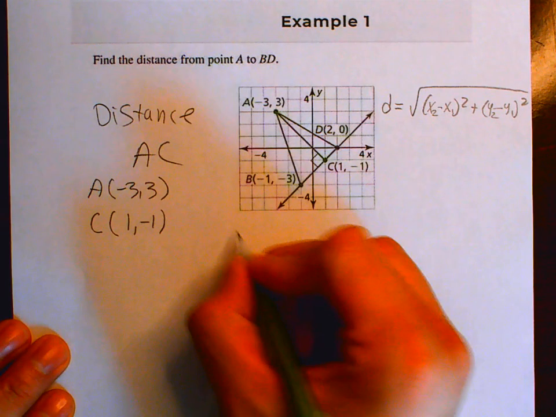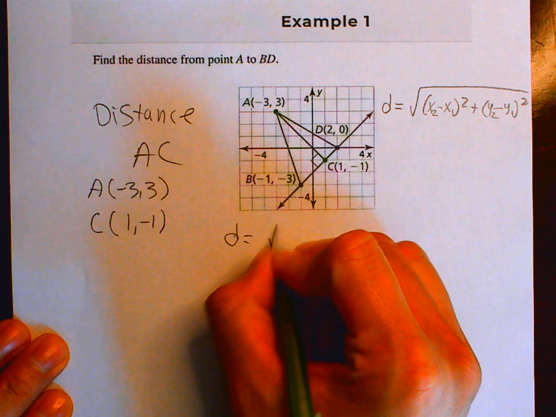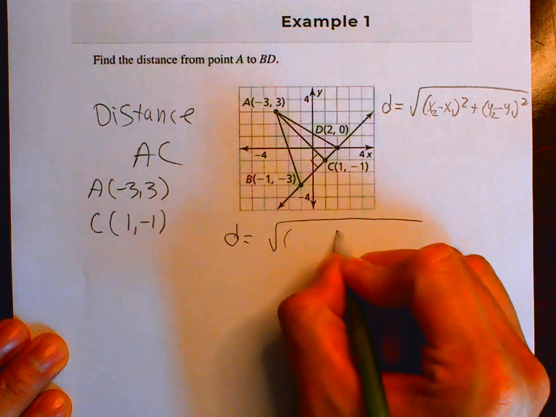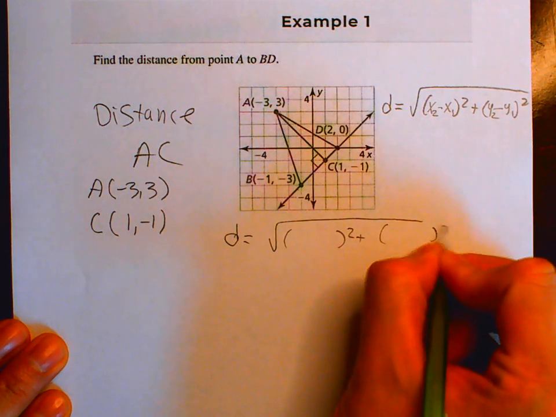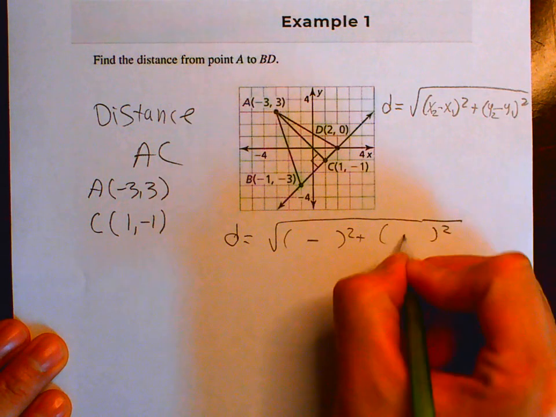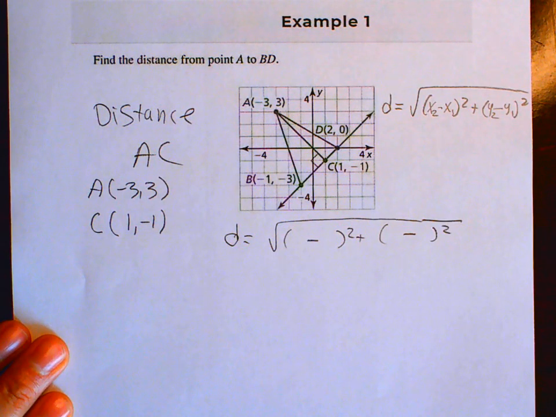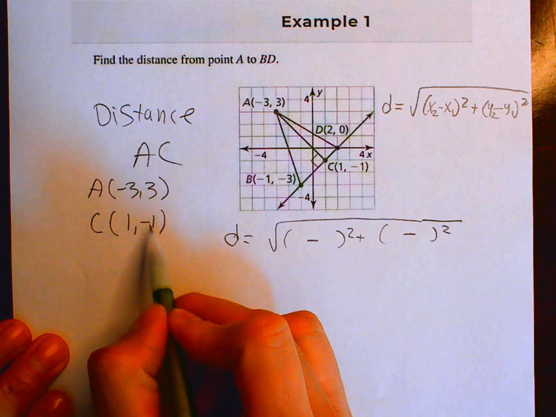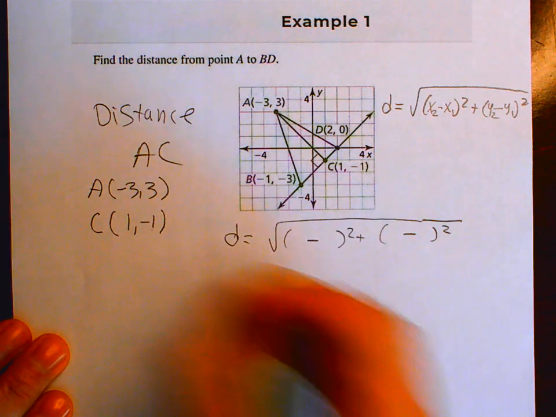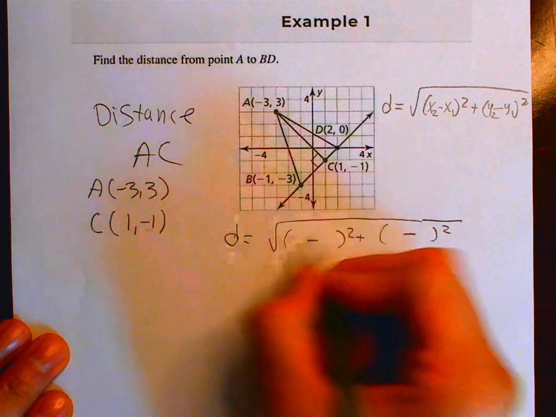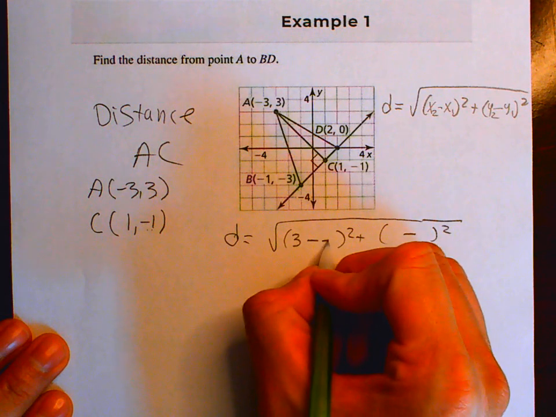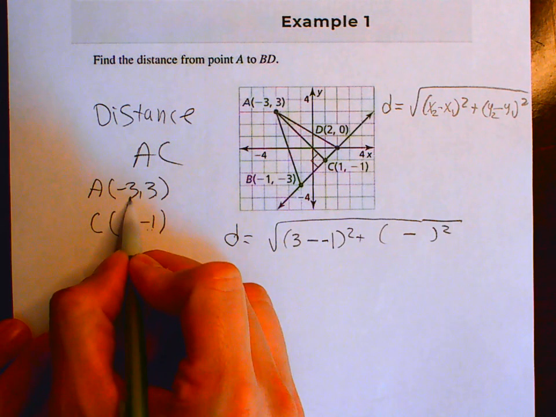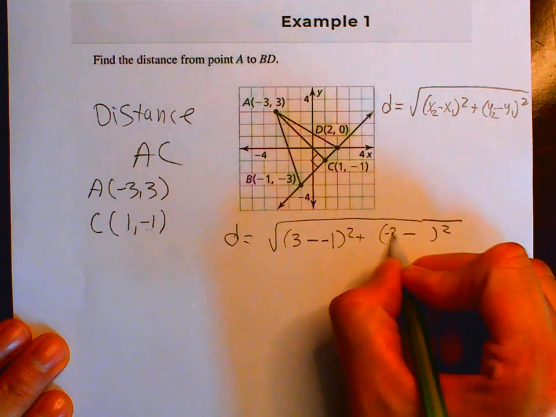So the distance is the differences of the x's. I'm going to say that this is my x2, x1, but it doesn't really matter which one you do. So 3 minus -1, and -3 minus 1.